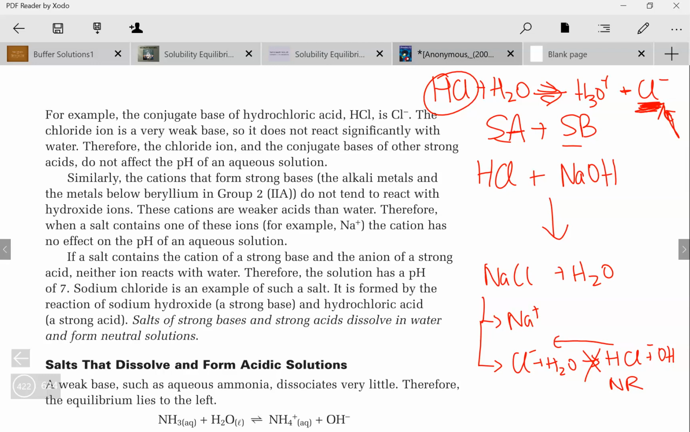But essentially, Cl minus plus water is going to give me no reaction. And that's why it doesn't really form OH minus ions in water. It's a super, super weak base.